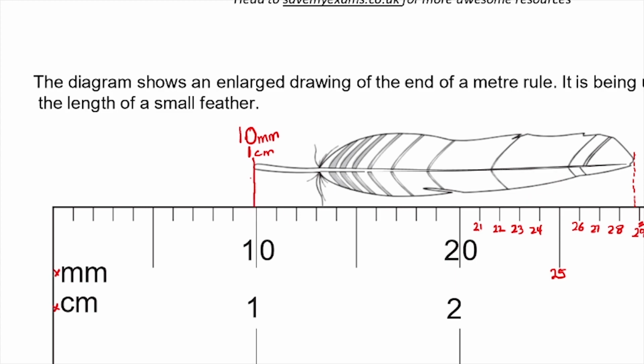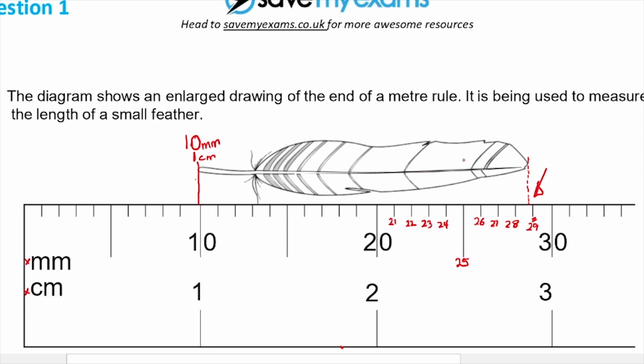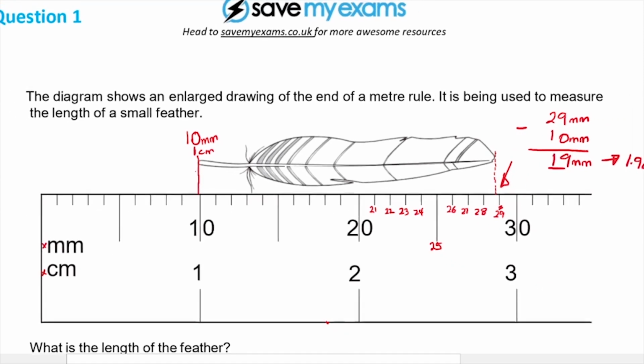So 29, but remember that if this is 29 millimeters here at the beginning, this is not 0, it's 10. So to get the length of this, we shall say it is the final length, which is 29 millimeters minus 10 millimeters, and we shall end up with 19 millimeters. So meaning that's the length of this. So as far as millimeters are concerned, it's 19 millimeters, and if you are to convert this to centimeters, it is 1.9 centimeters.